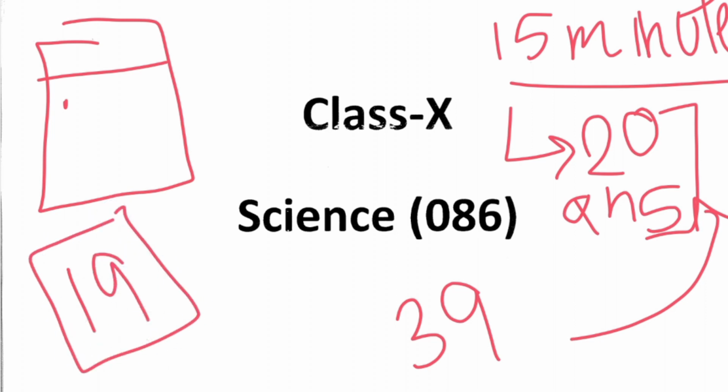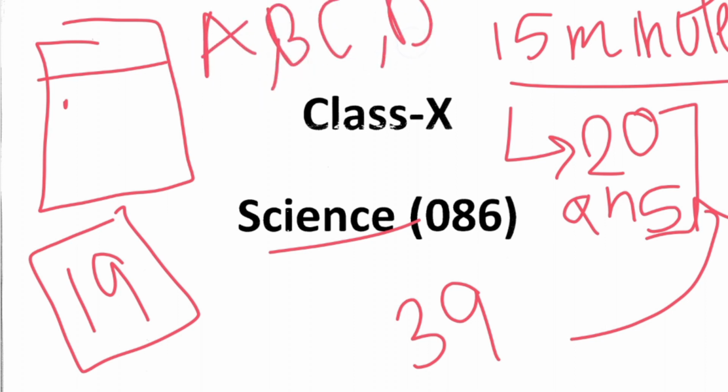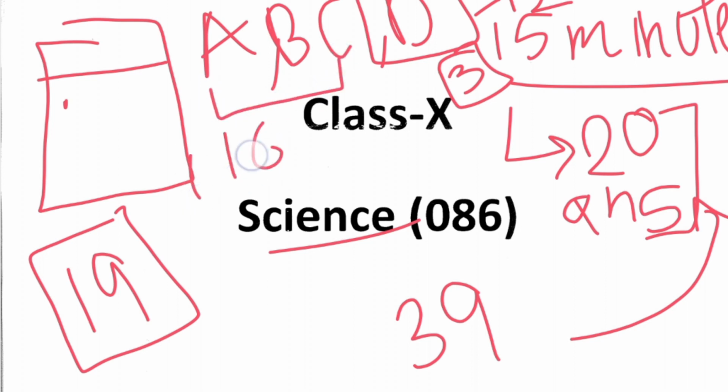In these 19 there'll be section B, section C and section D, and then section E as well, because this is science. Section D is 12 marks, and it will be 3 questions, and these are the case based questions. So in the 19, after 3 questions, 16 questions will be there from A, B and C.